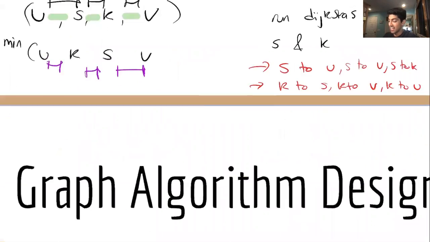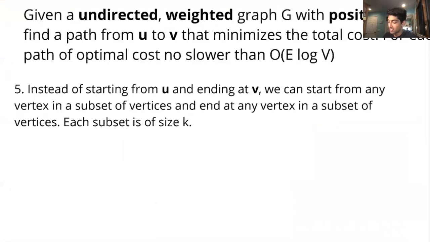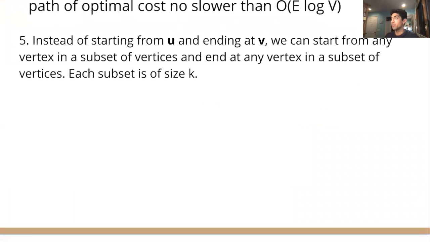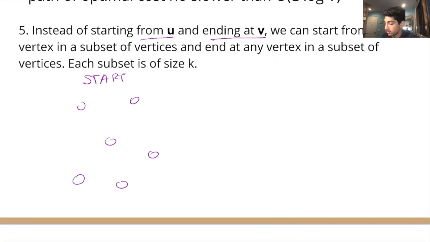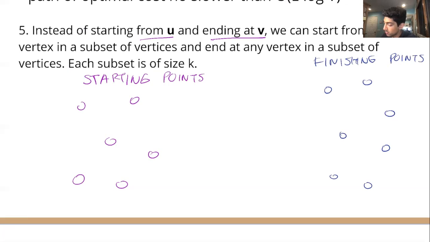Okay, so this is the last one, I promise. I think this one is kind of cool. The last two were, I think, a bit easier than the first one, but this one will have you guys think for a bit. Okay, so the idea here is instead of starting from U and ending at V, we could start from any vertex in some subset. So let's say these are all potential starting points. Okay, and we can finish in any subset. So these are all the finishing. So what you guys need to do is figure out the best starting vertex and the best finishing vertex and the optimal path.